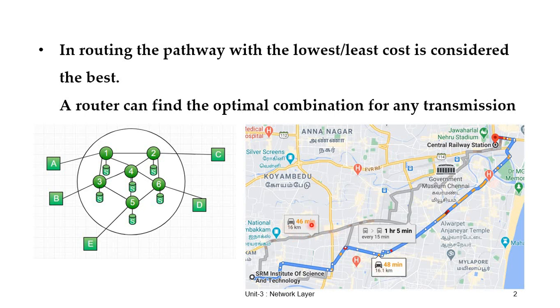So if I see these 2 routes, they are 16.1 and 16 kilometers. Both distances are the same, but see the traveling time. In this route I could see only 46 minutes, whereas in this route I could see 48 minutes. So from these 2 routes, which route will you prefer to travel from SRM Ramapuram campus to Chennai Central Railway Station? The one with the lowest kilometers and the lowest time period.